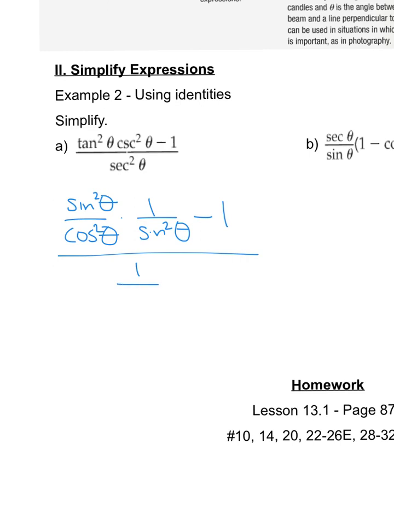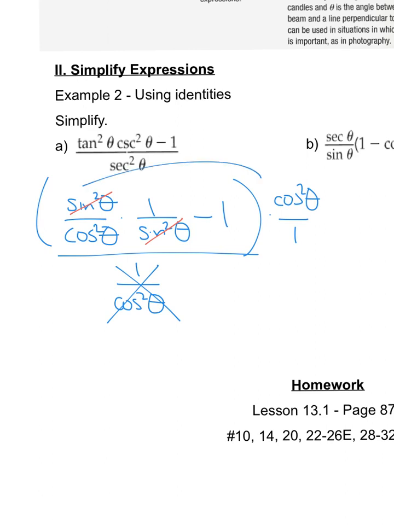And I know secant squared is also a reciprocal function. So I have 1 over cosine squared. If you want, dividing by a fraction is the same as multiplying by its reciprocal. Okay? Then at this point, we're going to simplify. So we know the signs cancel out. And then all we're going to do is distribute. So I'm going to distribute this cosine through.